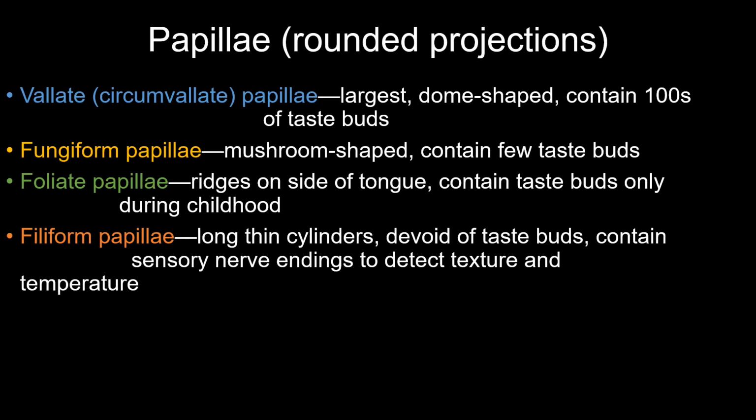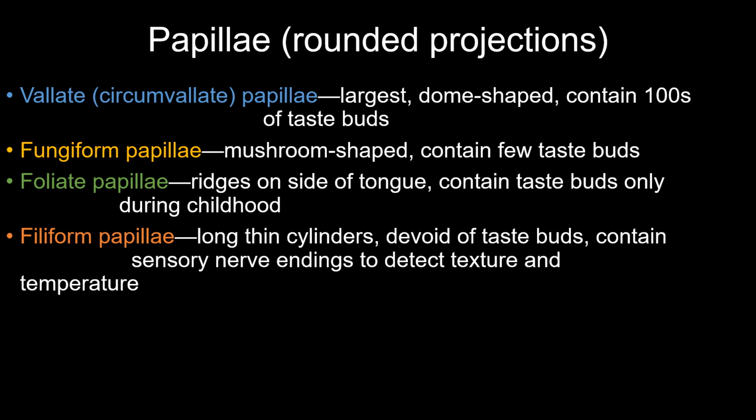Now, your tongue is covered with rounded projections called papillae, or one of those would be a papilla. Now, papillae are classified into 4 groups based on their shapes. There are vallate papillae, otherwise known as circumvallate papillae, and these are the largest dome-shaped papillae, and each of these contains hundreds of taste buds.